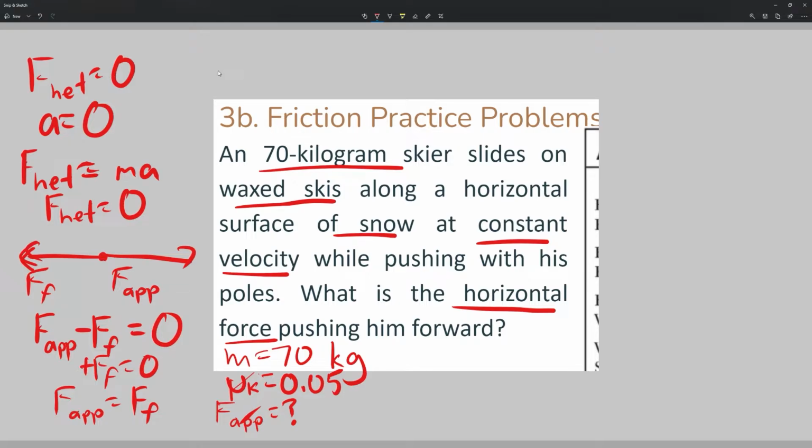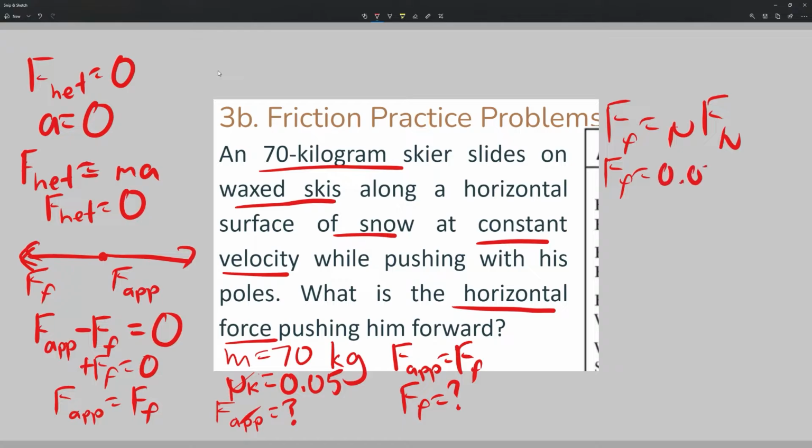And so we can say that, if we're looking for our applied force, we know our force applied is equal to my force due to friction, which also means I am solving for my force due to friction. And so let's do that. My force due to friction is equal to mu Fn, where mu is 0.05.